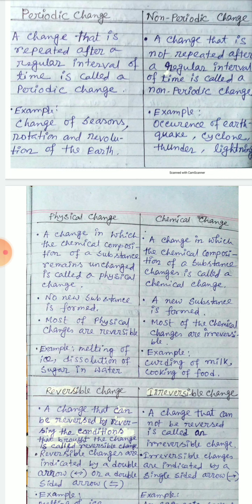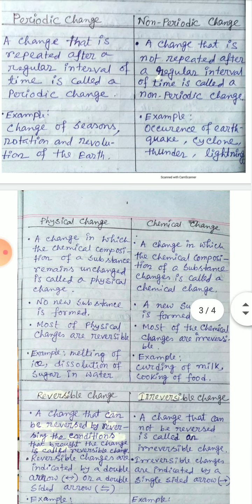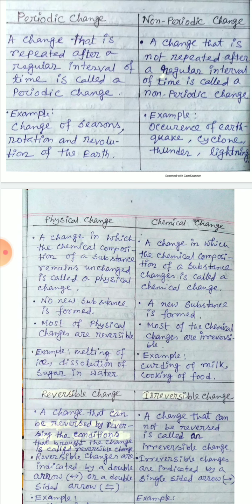Examples of periodic change are change of season, rotation and revolution of earth, etc. Examples of non-periodic changes are occurrence of earthquake, cyclone, thunder and lightning, etc. The changes which are not repeated after a regular interval of time are called non-periodic changes.